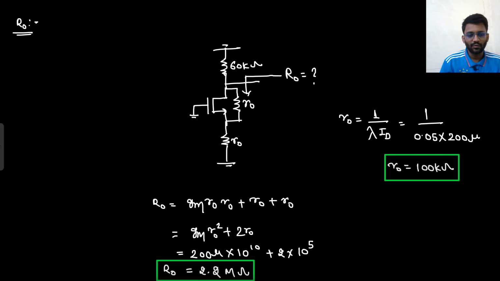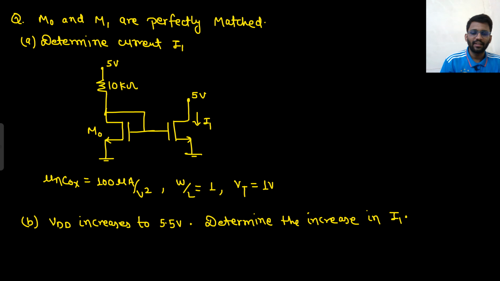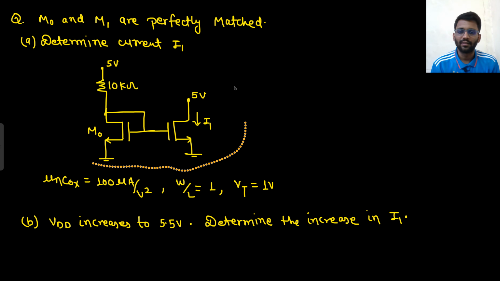Well and good. Let's move towards the second question. This seems like a very easy question. You have to determine the current I1. Your mu n Cox W by L and Vt value is given. So you need to find the current I1. So let's just copy the circuit and find the current I1.